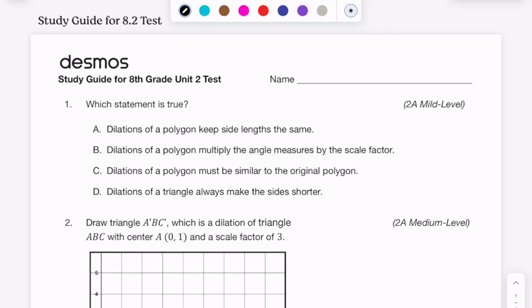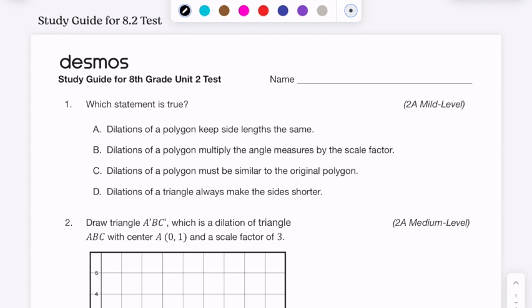Let's just dive in. Question 1. Which statement is true? A. Dilations of a polygon keep side lengths the same. B. Dilations of a polygon multiply the angle measures by the scale factor. C. Dilations of a polygon must be similar to the original polygon. And D. Dilations of a triangle always make the sides shorter.